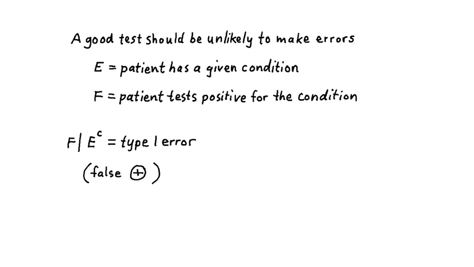Another kind of error we'd like to avoid is one in which a patient tests negative when they actually do have the condition in question. This event is called a type 2 error or a false negative. Ideally, the probability of F complement given E is also small. In other words, an ideal test is one for which the type 2 error rate is low.